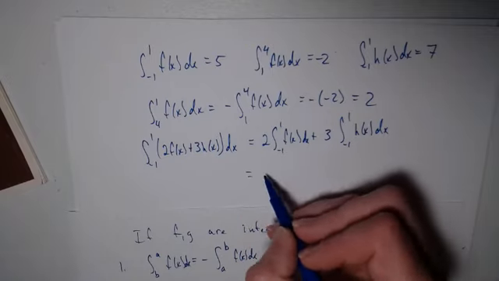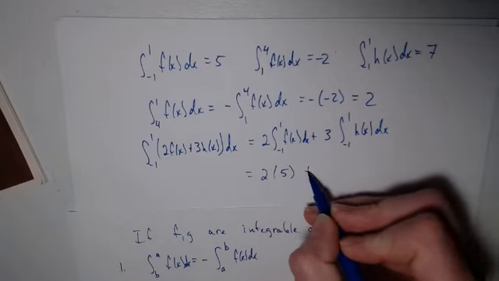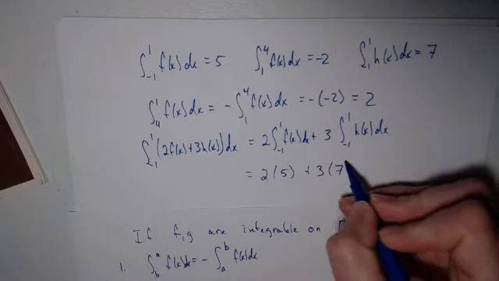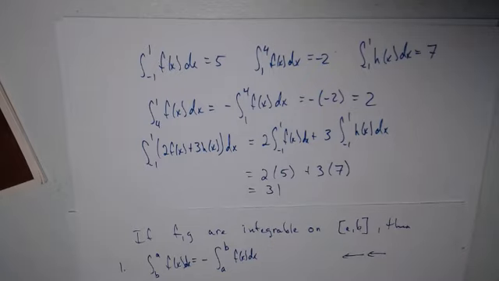So this is going to be 2 times that integral, which was given as 5, plus 3 times that integral, which was given as 7, so that's 10 plus 21 is 31.